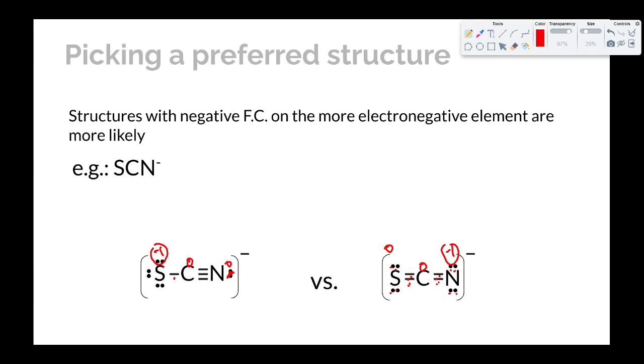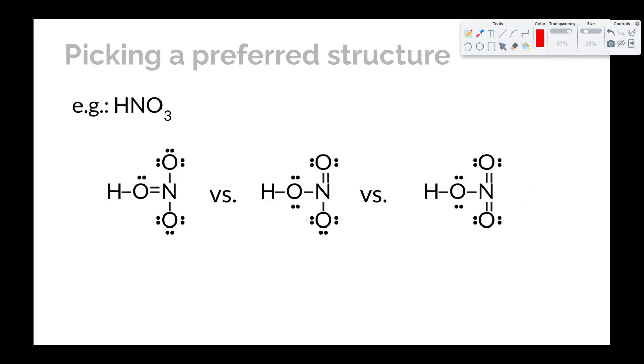Because nitrogen is higher on the periodic table, closer to the upper left corner, it's the more electronegative of the two. So it's preferable to have the negative formal charge on nitrogen compared with sulfur, so that would be the preferred structure. Here are 3 possible structures for HNO3. Let's find the one that's preferred.